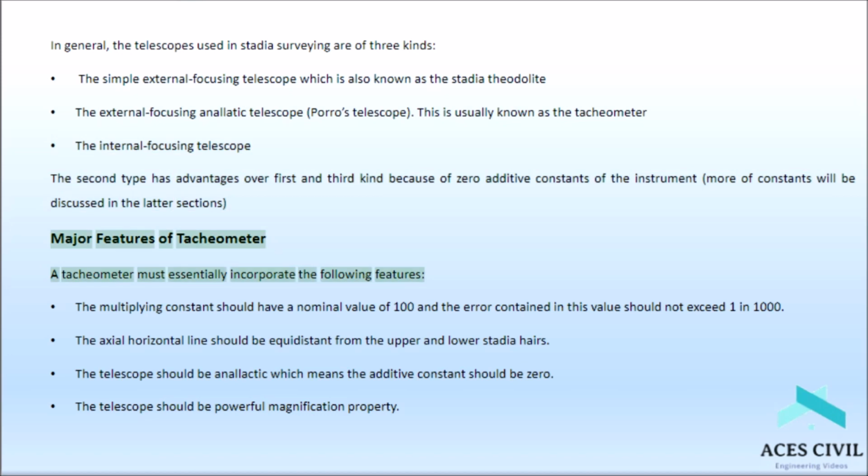Major features of tacheometer. A tacheometer must essentially incorporate the following features. The multiplying constant should have a nominal value of 100 and the error contained in this value should not exceed 1 in 1000. The axial horizontal line should be equidistant from the upper and lower Stadia hairs. The telescope should be analactic, which means the additive constant should be 0. The telescope should have powerful magnification property.